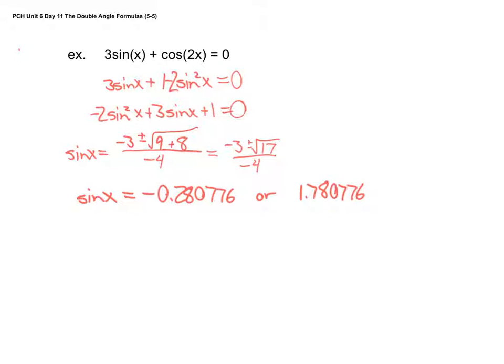So we can just simplify it to be 3 plus radical 17 over 4, or 3 minus radical 17 over 4. Yeah, -3, but yes. Okay? Well, doesn't negative 3 over negative 4 come out to just... Well, but you've got to add or subtract the root 17 before you do the divided by 4, okay?